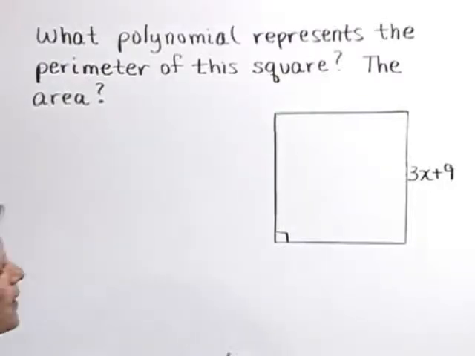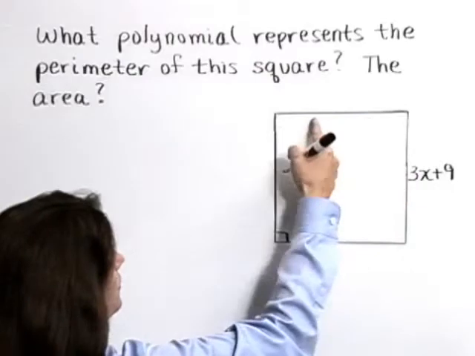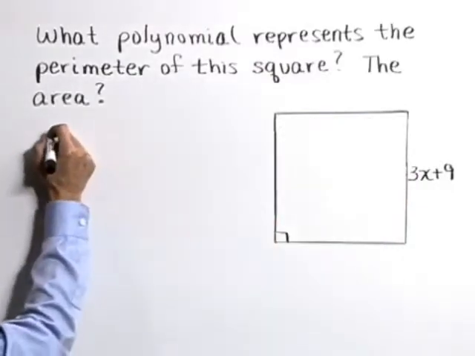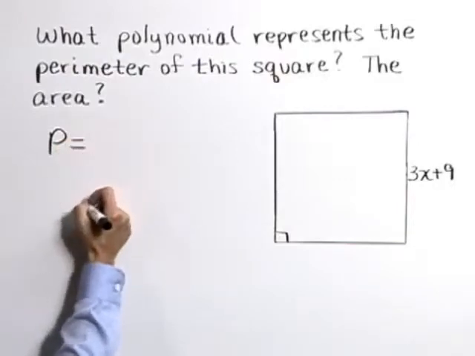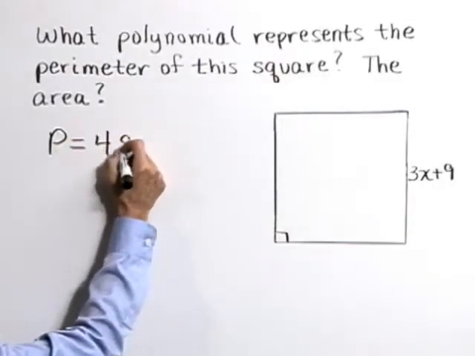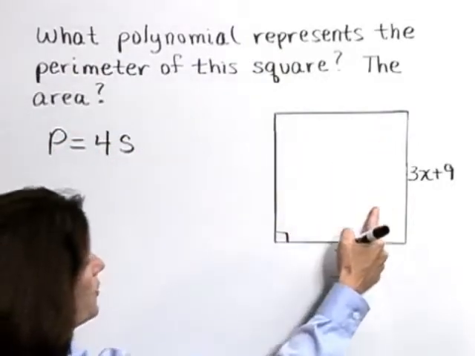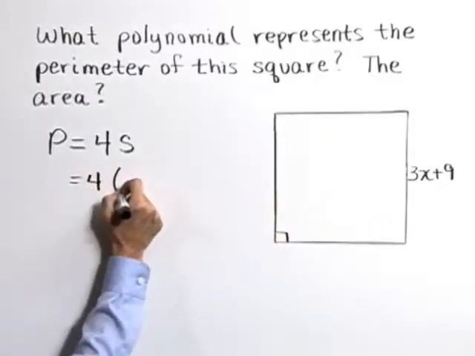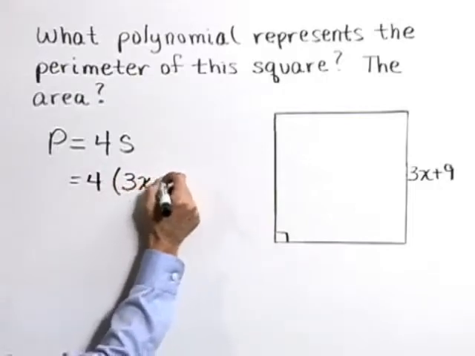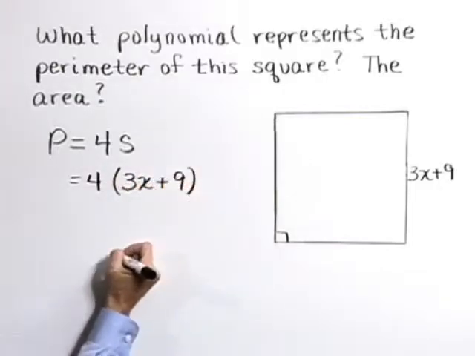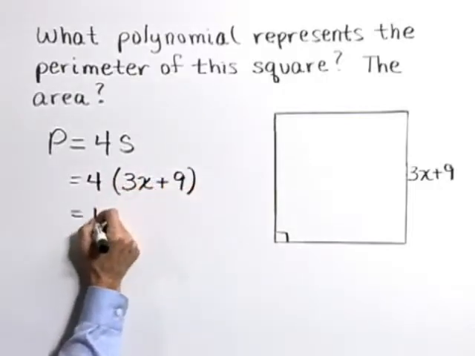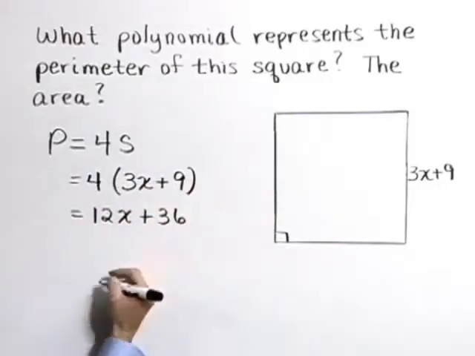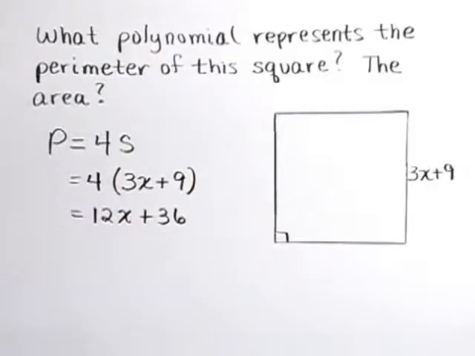Well, for a square, we know that all of the sides have equal measure. So in order to determine the perimeter, we could take 4 times the length of one side. So that is 4 times the binomial 3x plus 9. And multiplying, we get 12x plus 36 for the simplified form of the perimeter.